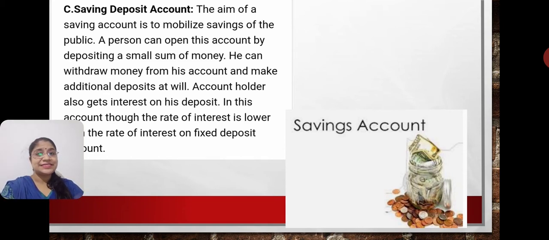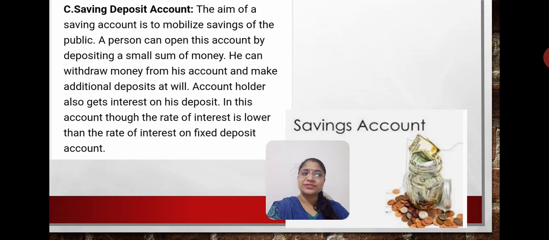Third one is saving deposit. Saving deposit is normally for a household or any person who can have a saving habit, who can develop the saving. Suppose I have 500, I can deposit 500. I have 1000, I can deposit 1000, 2000, 5000, whatever amount I have, I can deposit. I can create a saving habit by opening a saving account. The aim of saving account is to mobilize the savings of the people. A person can open this account by depositing a very small amount. Even now it's available as a zero balance account.